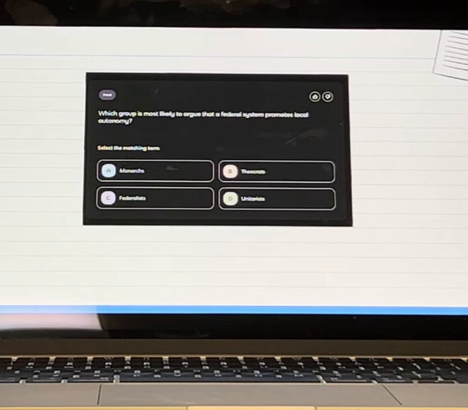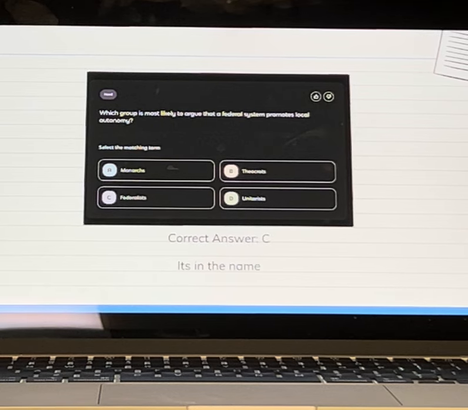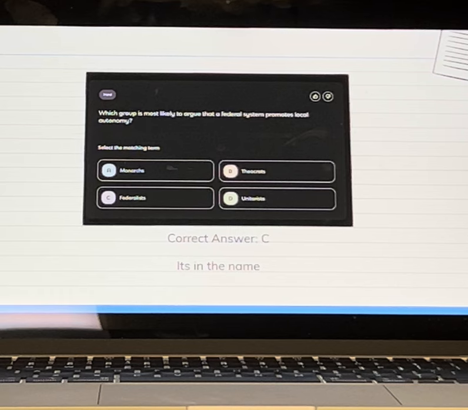Which group is most likely to argue that a federal system promotes local autonomy? The correct answer is C, federalists. It's in the name. Use your brain.